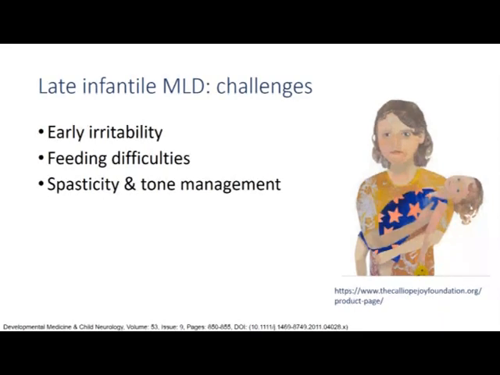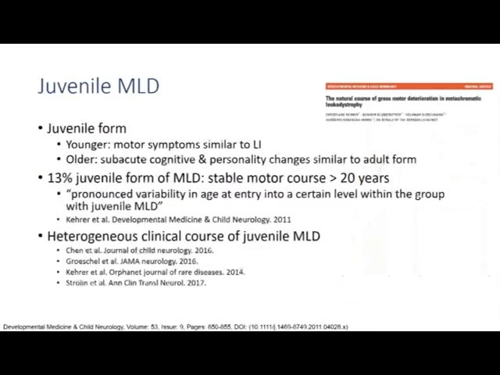There are some unique challenges to late infantile MLD, one of which is a quite pronounced early irritability. So similar to what we see in infancy with Krabbe, the young child with MLD can be profoundly irritable. There also can be significant feeding difficulties that are disproportionate to the degree of neurologic involvement. And later in the disease, spasticity and tone management should be a major target of supportive care.